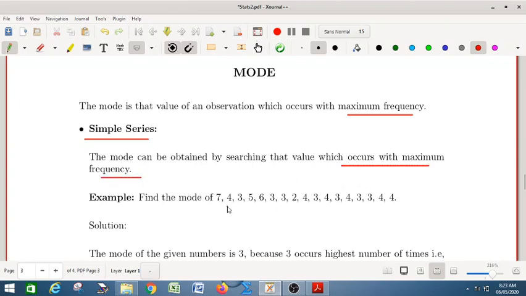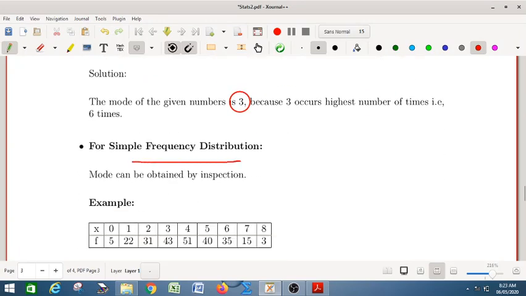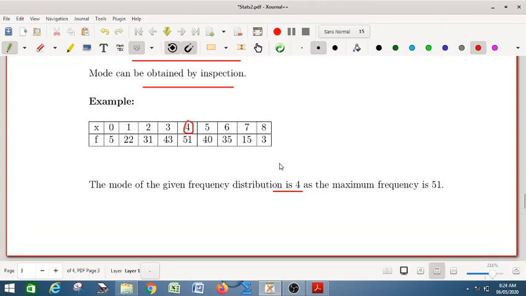Look at this series. How do you calculate the mode? You look at it: 3 occurs 6 times. So the mode is 3 in this case, because 3 occurs the maximum number of times. For a simple frequency distribution, mode can be obtained by inspection. Look at this simple frequency distribution of x values and frequencies. The highest frequency is 51, so the mode of the given frequency distribution is 4, because 4 has the maximum frequency. This is how you can calculate the mode by simple observation.